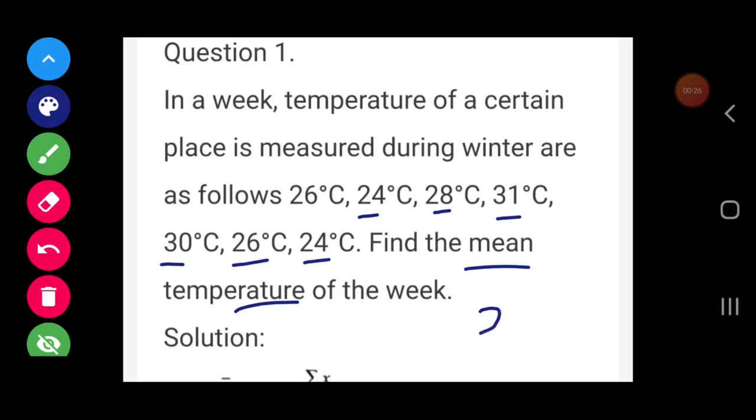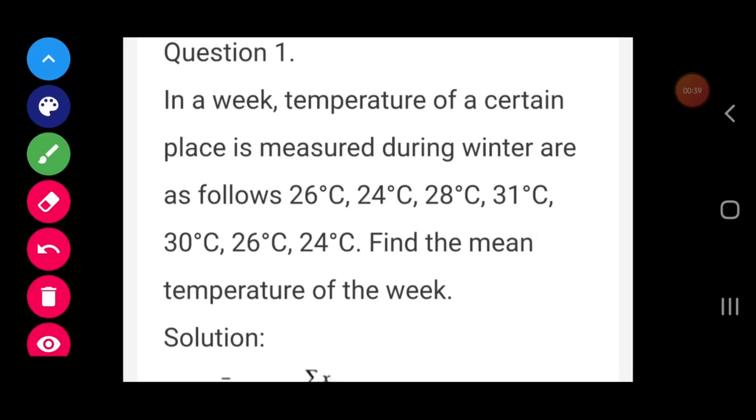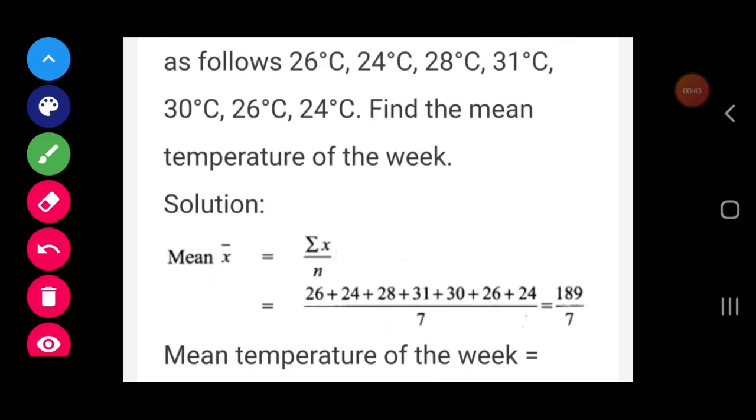Generally we use x bar to represent the mean. It will be the summation of all the given observations x divided by the number of observations n. This is the formula: x bar equals summation x divided by n. Here we have to find the mean. So we have to add the given values: 26 plus 24 plus 28 plus 31 plus 30 plus 26 plus 24. The summation value is 189, divided by the number of terms.